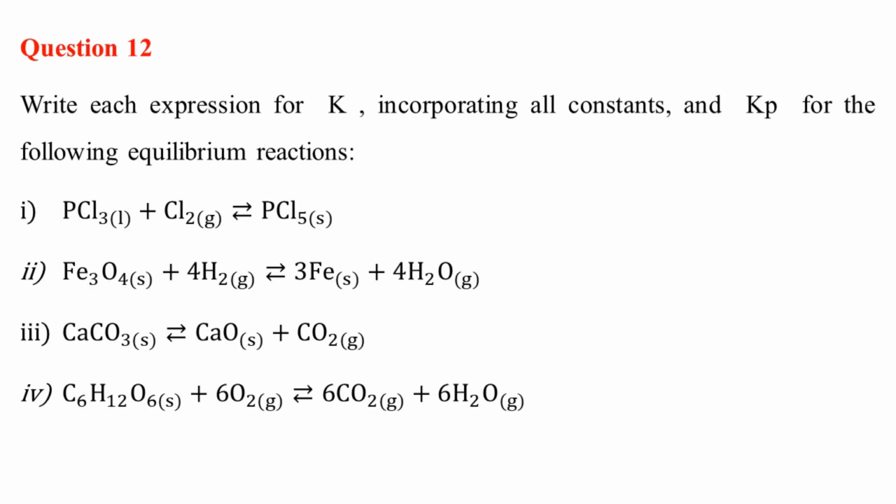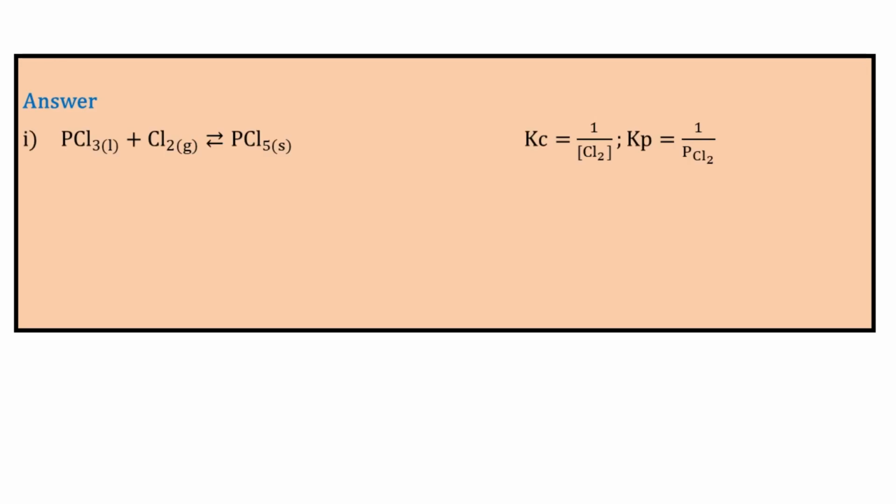So now let's go to question 12. Question 12 is saying, write each expression for K incorporating all constants, and Kp, for the following equilibrium reactions. So we are given different reactions and we need to write the expression for K incorporating all constants, and we need also to indicate the Kp for these listed reactions. Here it's very simple. We need to move to the answer.